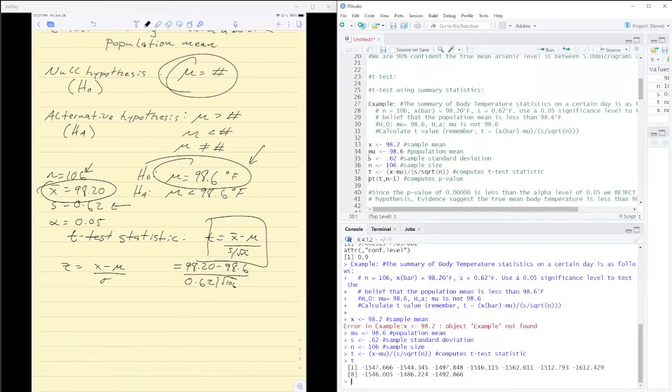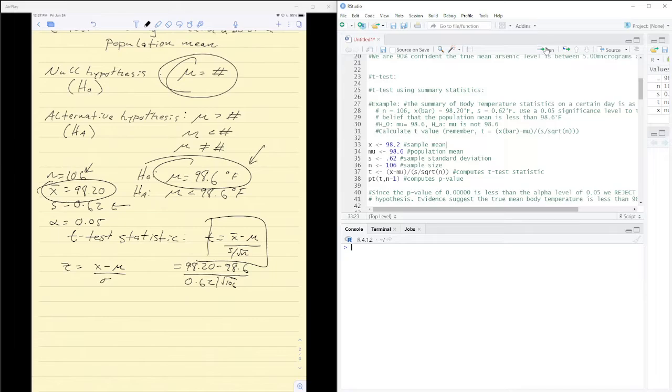Oh, there was an error. Okay, I forgot to comment this out, so it ran that and it didn't know what to do. Okay, so let's clear this. Let me rerun all of this. There we go. Okay, so my t in this problem is negative 6.642.